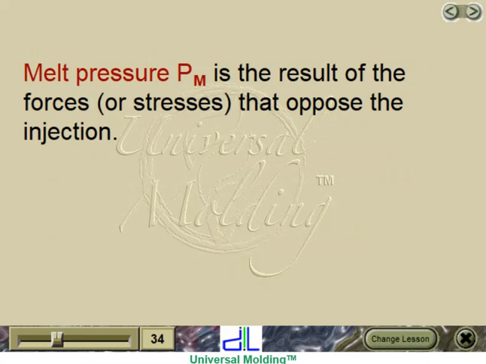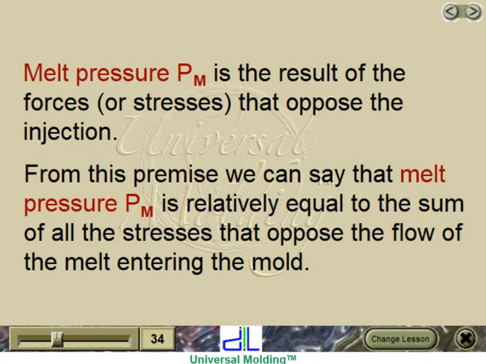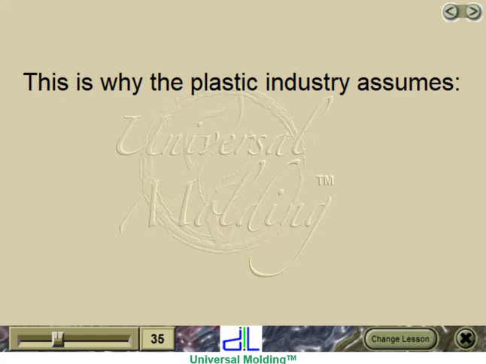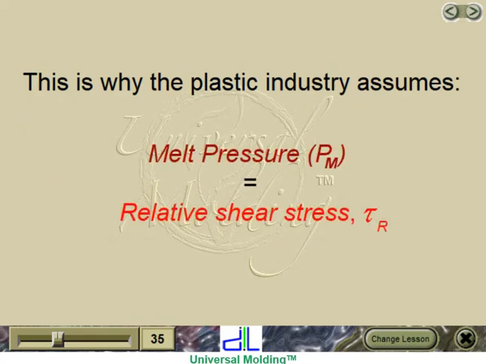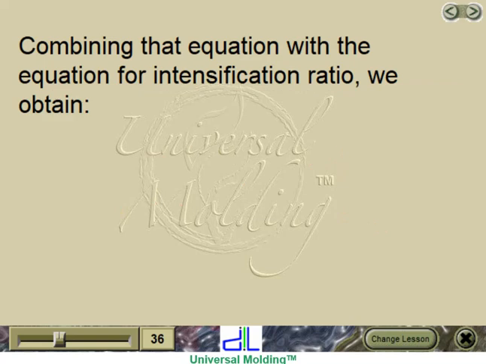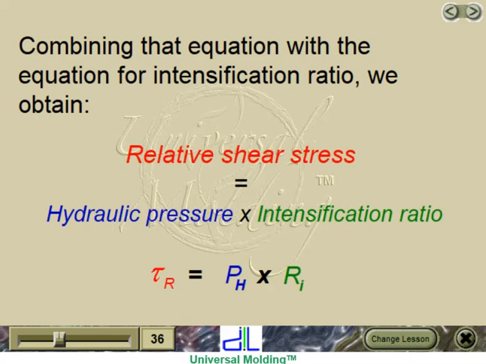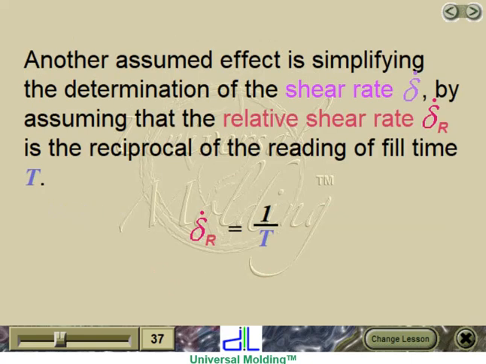Melt pressure, P sub m, is a result of the forces or stresses that oppose the injection. From this premise, we can say that melt pressure is relatively equal to the sum of all the stresses that oppose the flow of the melt entering the mold. This is why the plastic industry assumes melt pressure is equal to relative shear stress. Combining that equation with the equation for intensification ratio, we obtain relative shear stress is equal to hydraulic pressure times intensification ratio.